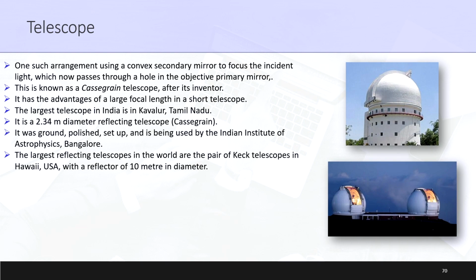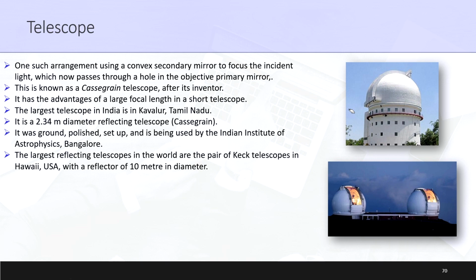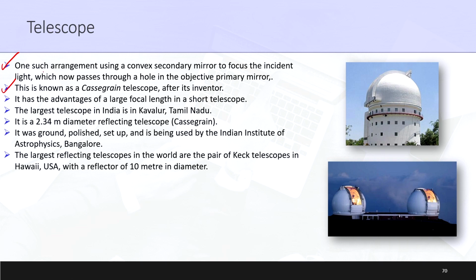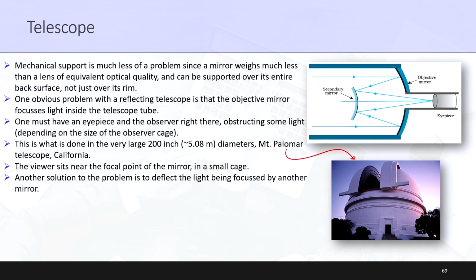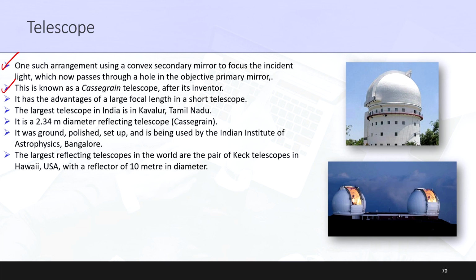One such arrangement uses a convex secondary mirror to focus the incident light, which then passes through a hole in the objective primary mirror. This is known as a Cassegrain telescope, after its inventor. So these types of telescopes are called Cassegrain telescopes.